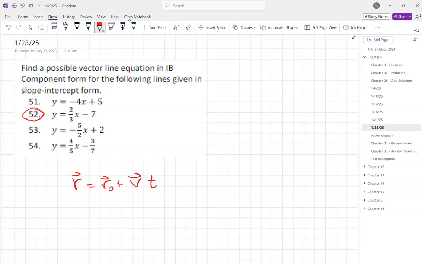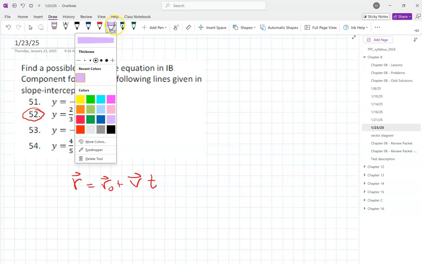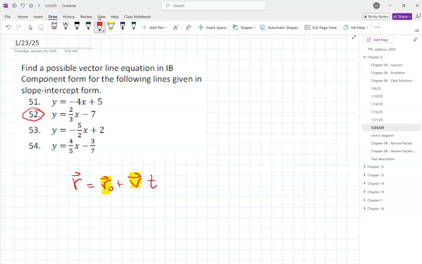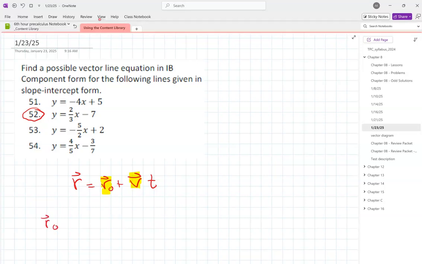So to do this, I need two vectors. I need a point vector and a slope vector. My point vector can be any point on the line in question. What I usually use is the y-intercept, because I can read it right from the slope-intercept equation for the line. The y-intercept for this line is (0, -7), so I'm just going to use the point vector 0, -7.